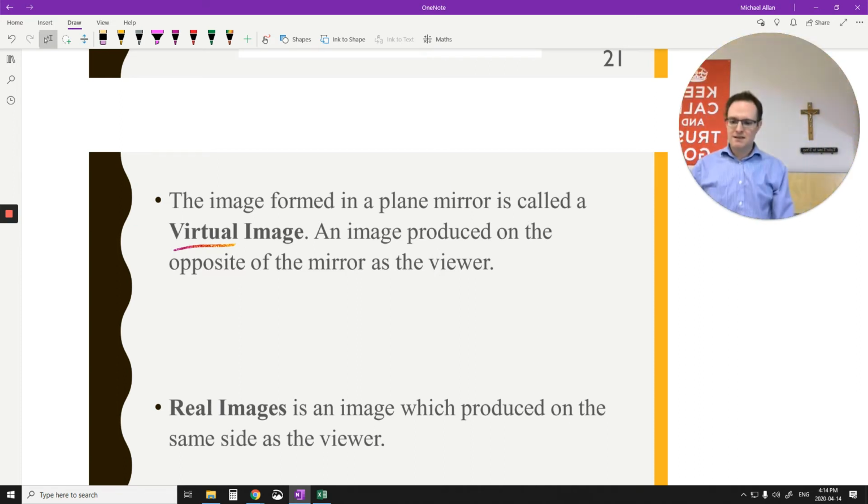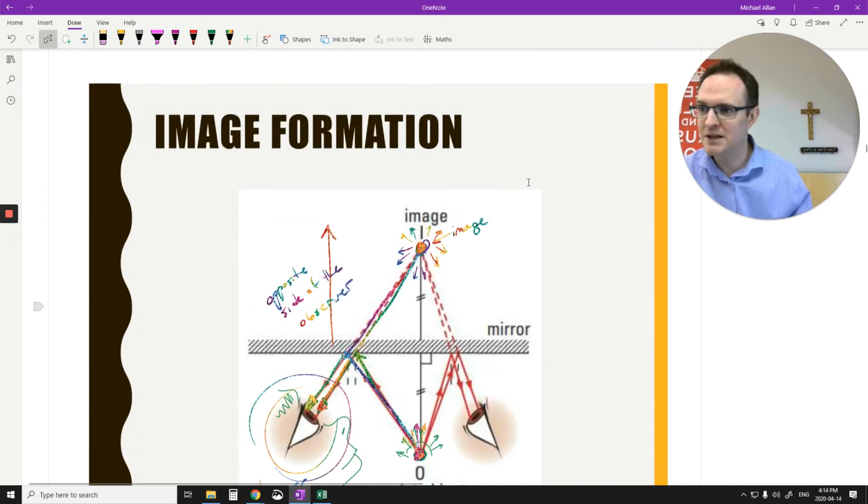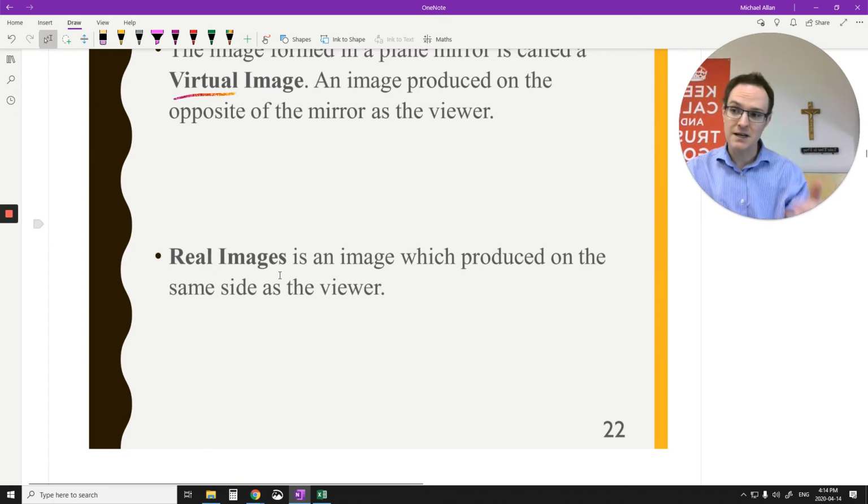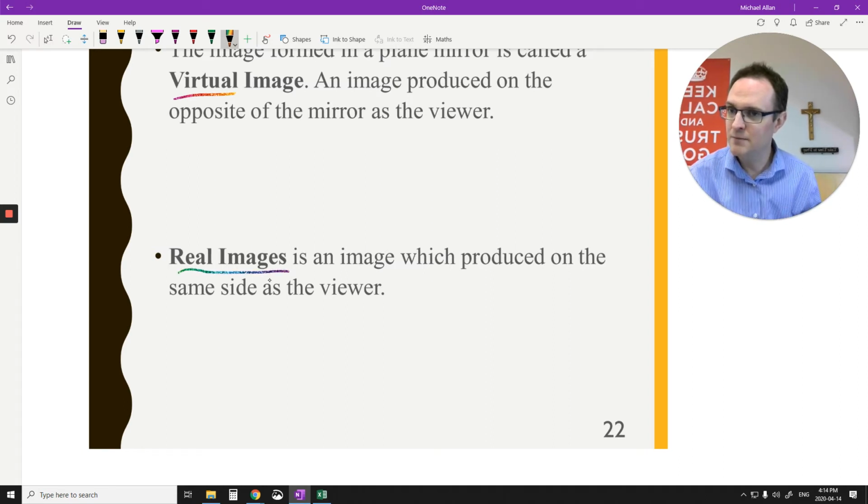But if the image is formed behind the mirror, then you have a virtual image. If the image is formed in front of the mirror, then we have what we call a real image. And we're going to see this real image in action during the lab.